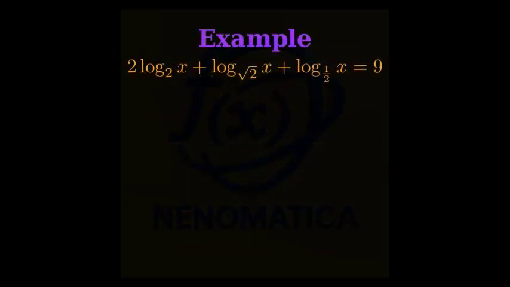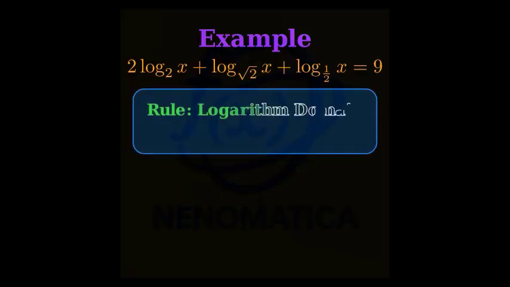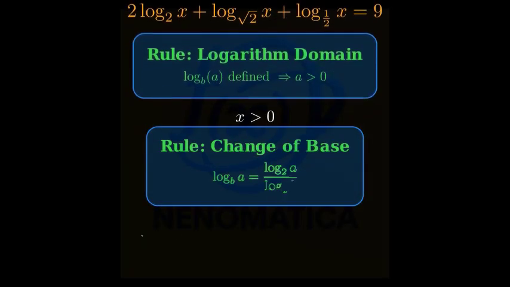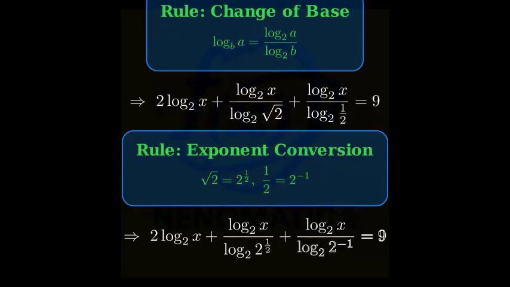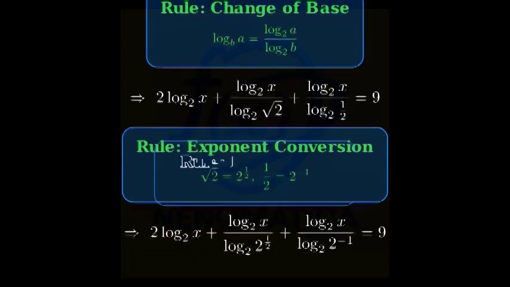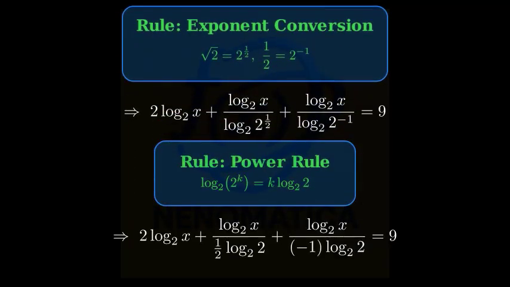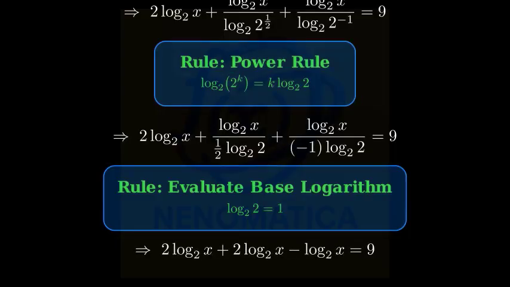Step 1. Domain of logarithm. The argument must be positive. Step 2. Apply the change of base to write every logarithm with base 2. Step 3. Express the bases as powers of 2. Square root of 2 is 2 to the 1/2, and 1 over 2 is 2 to the power -1. Step 4. Use the power rule inside the denominators. Step 5. Since log base 2 of 2 equals 1, simplify each fraction.